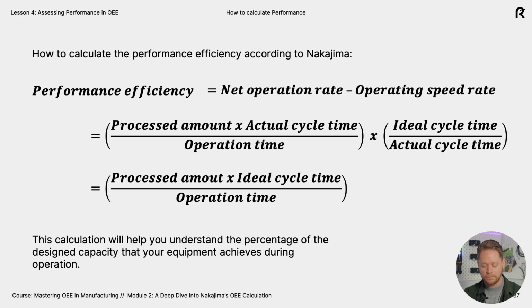You can say that performance efficiency equals the net operation rate minus the operating speed rate. Put in terms that are easy to calculate, you take the processed amount and multiply it by the actual cycle time. Then you divide this by the operation time and you have your performance efficiency. This calculation will help you understand the percentage of the design capacity that your equipment achieves during operation. We'll put in some actual numbers to help you understand this better in a future lesson.